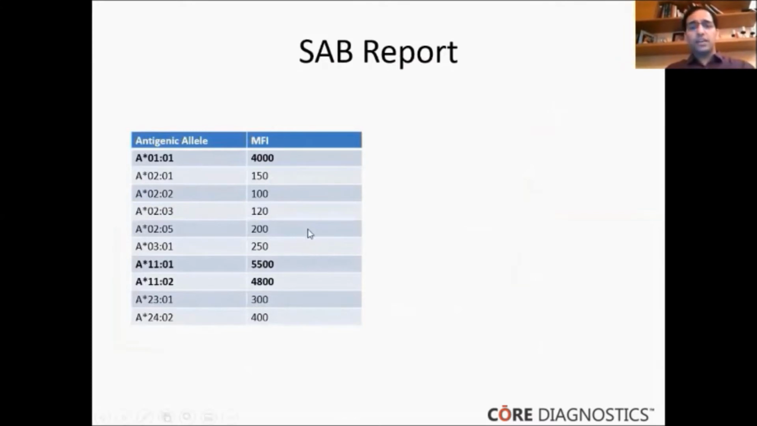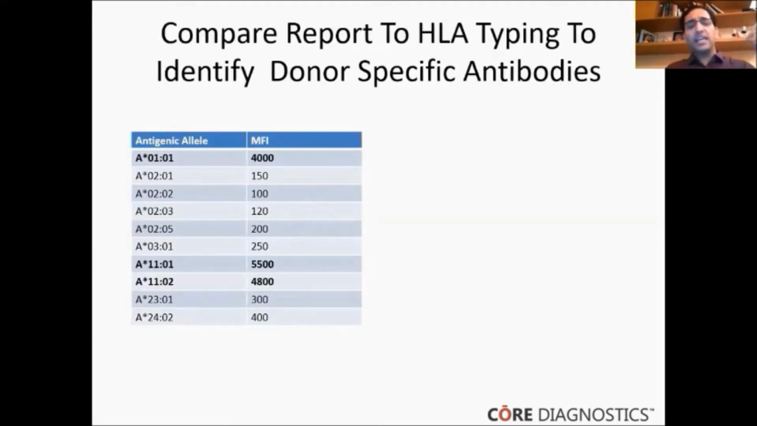So this is the single antigen bead report, where you have the 0101, which is at 4000. All these other ones are negative, and then you have 1101 and 1102, which are positive at 5500 and 4800, with the other twos as negative. So based on this, what you can say is that these are anti-HLA antibodies against A0101, A1101, and 1102. So there are these three anti-HLA antibodies.